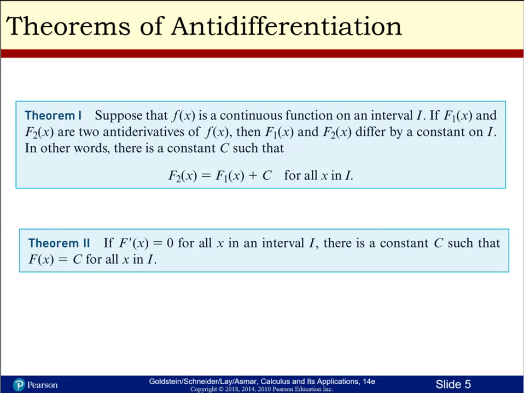In other words, there's a constant c such that F2 of x equals F1 of x plus c, or they're equal for all x in that interval. Now Theorem 2 says if capital F prime of x equals 0 for all x in interval I, then there's a constant such that capital F of x equals c for all x in I.